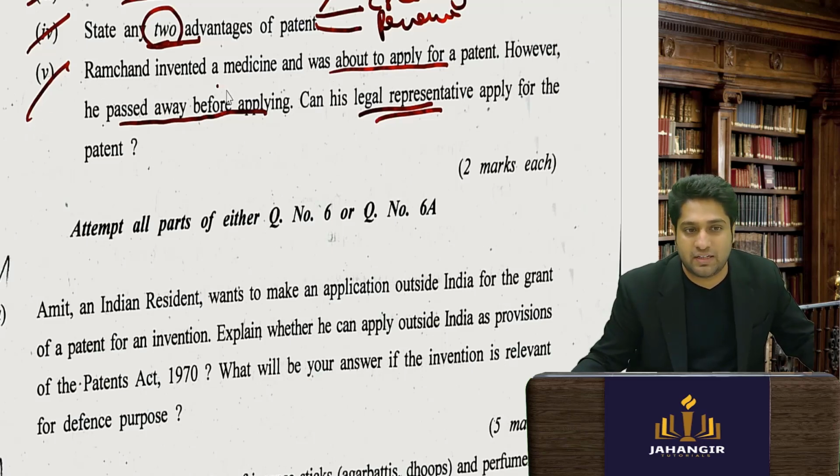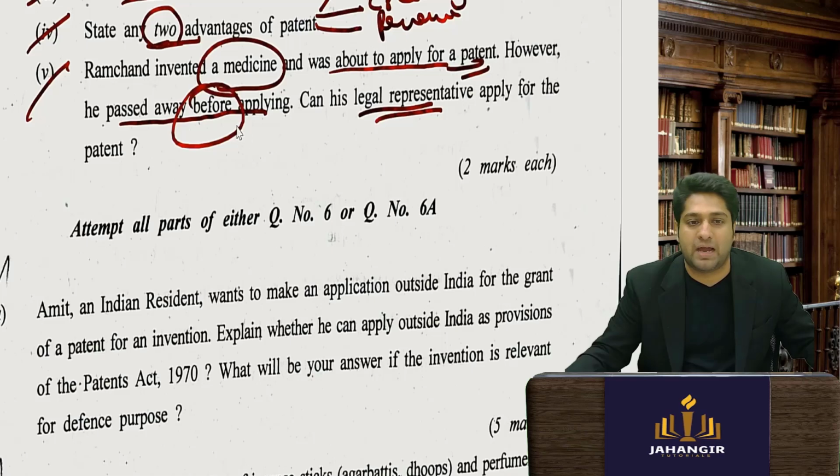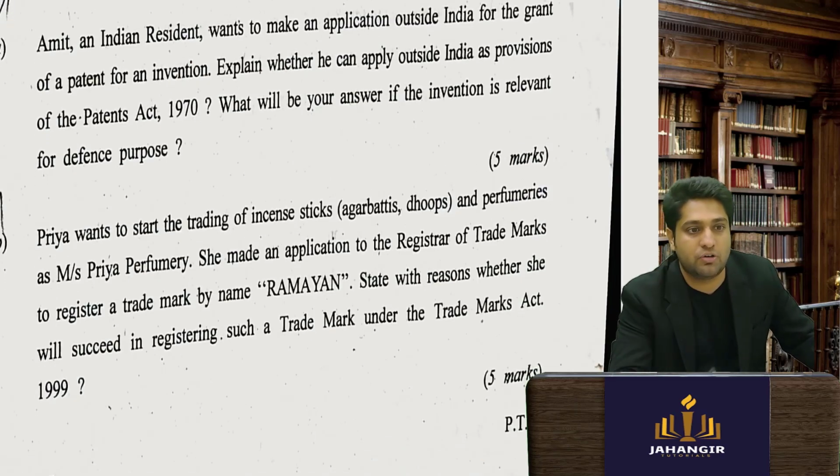Now in this, he invented a machine and was about to apply for a patent. Good. However, he passed away. Sad. Before applying. So can his legal representatives apply? Answer is obviously yes. So very simple. They're giving you marks here.